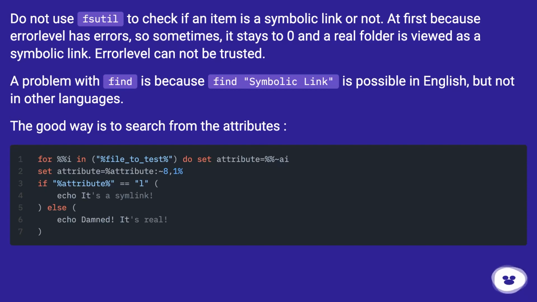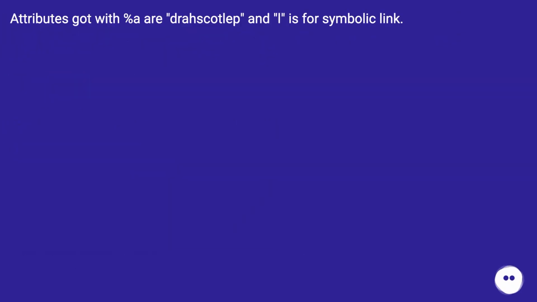A problem with find is that finding "symbolic link" is possible in English, but not in other languages. The good way is to search from the attributes. Attributes got with %~aA, and L is for symbolic link.